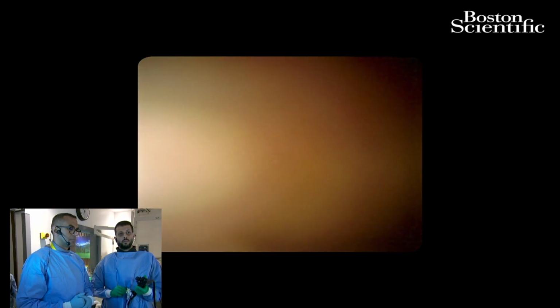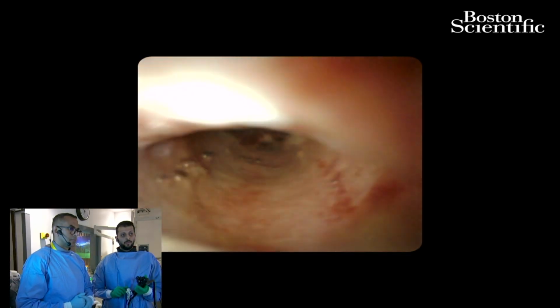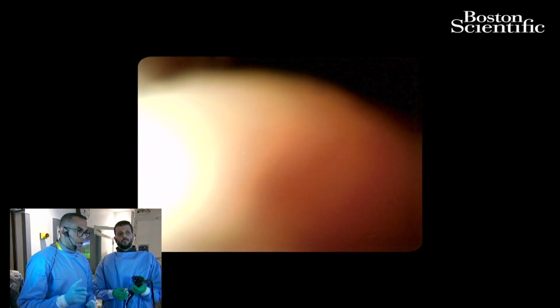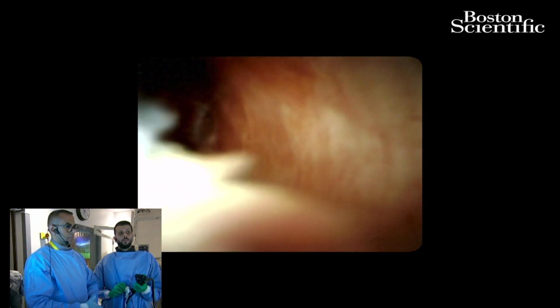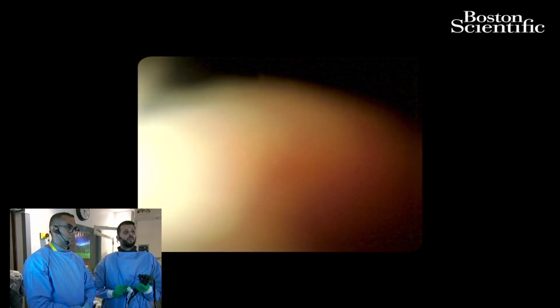CA19-9, was it high before, or? I'm not sure. Do you have any idea? When was the lab done? So he was just recently found to have a stricture. Nobody knows when the stricture started.